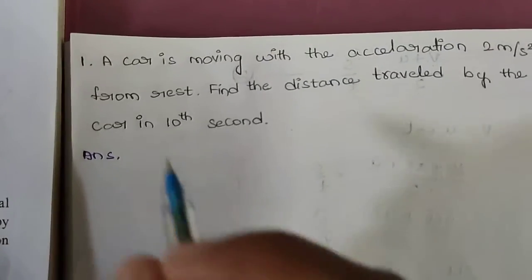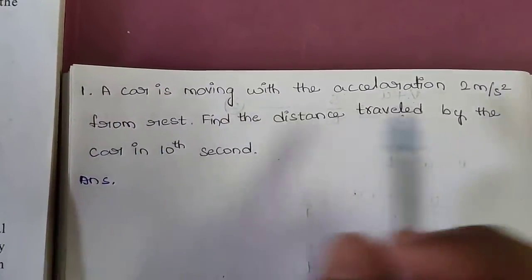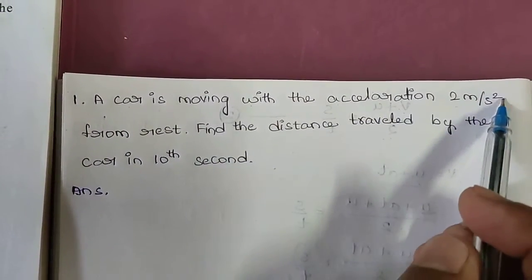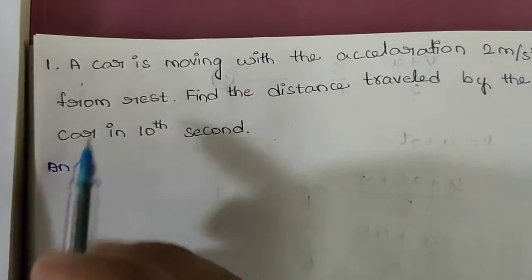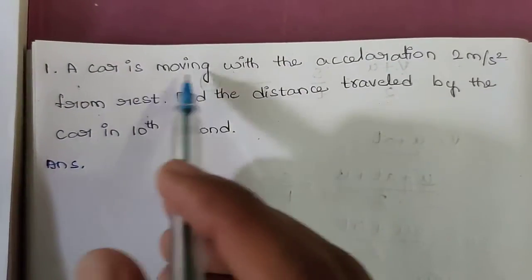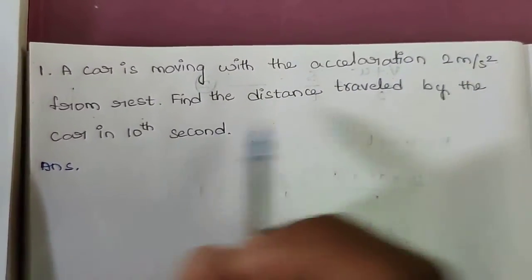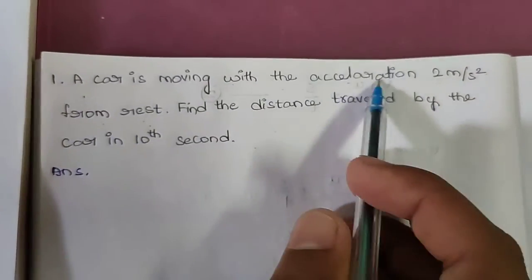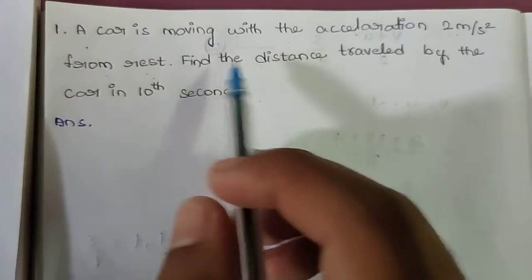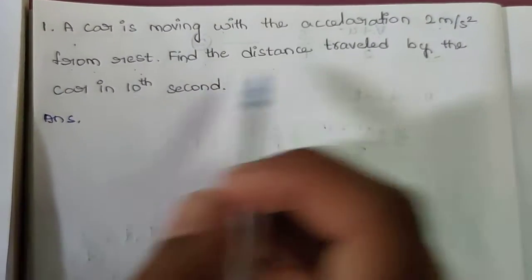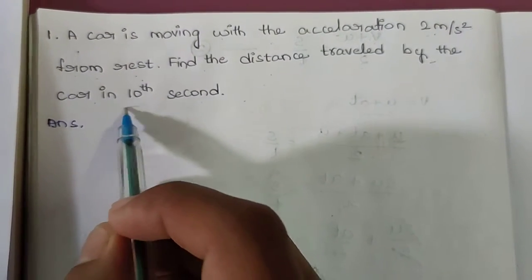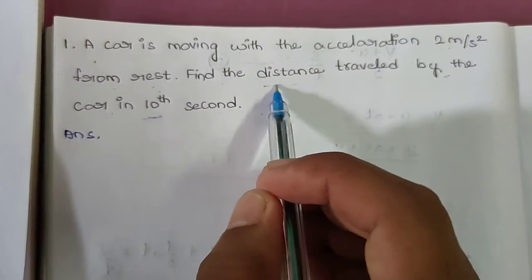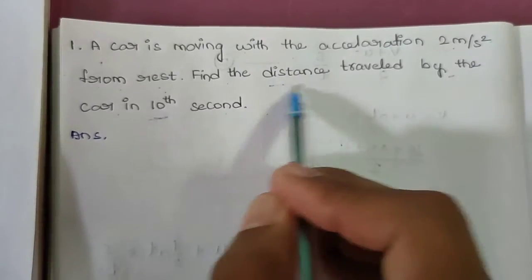So now we'll solve one problem. We have one example problem. A car is moving from rest with an acceleration of 2 meter per second square. So acceleration is given as 2 meter per second square. Find the distance traveled by the car in the 10th second. So n value is given, and it is asking us to find s, which is nothing but the distance.